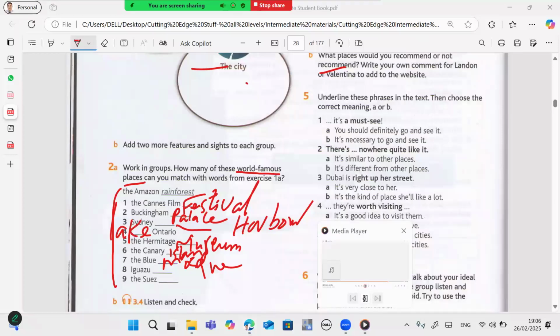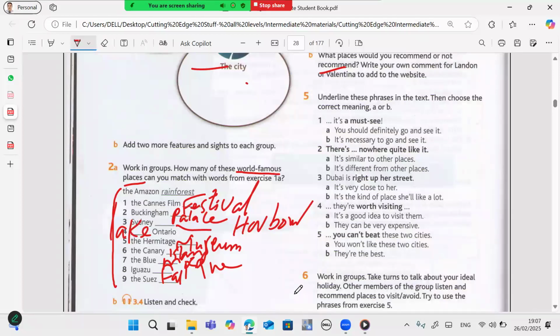The next one. The Iguazu Falls are on the border of Brazil and Argentina. They are the second largest waterfalls in the world. Yes. So Iguazu Falls, one of the largest waterfalls in the world, from the biggest waterfalls of the world.